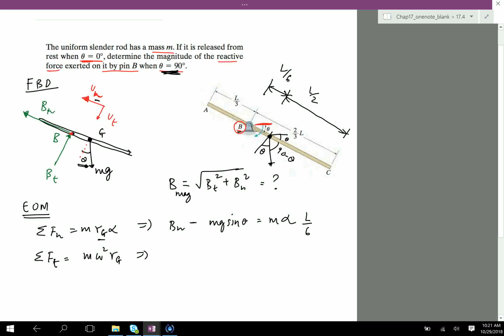The second equation, in the t direction, is mass times omega square times rg. So all the forces in the t direction: Bt acts in the negative ut direction, so negative Bt. Mg has a component in the t direction. In fact, it will be this way. So that's mg cosine theta. And we can see that that component is in the ut direction, so positive sign, equals mass times omega square times L divided by 6.